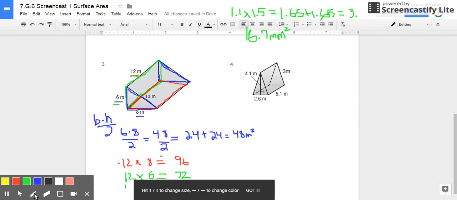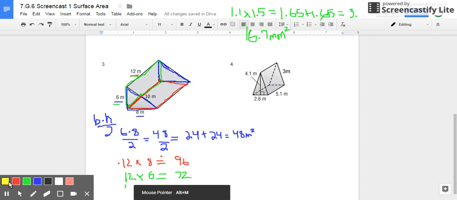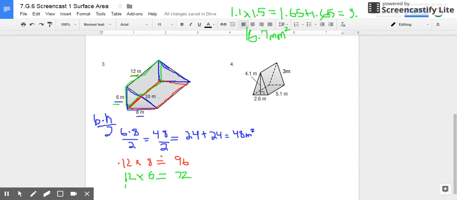Next, let's use a different color. Let's use yellow. And I'm going to highlight this last side, so it's kind of on a slant on this rectangle right here. And this rectangle, as you can see, we have a 10 right there and then a 12 on top. So we have 10 times 12, which equals 120. And that's meters squared.